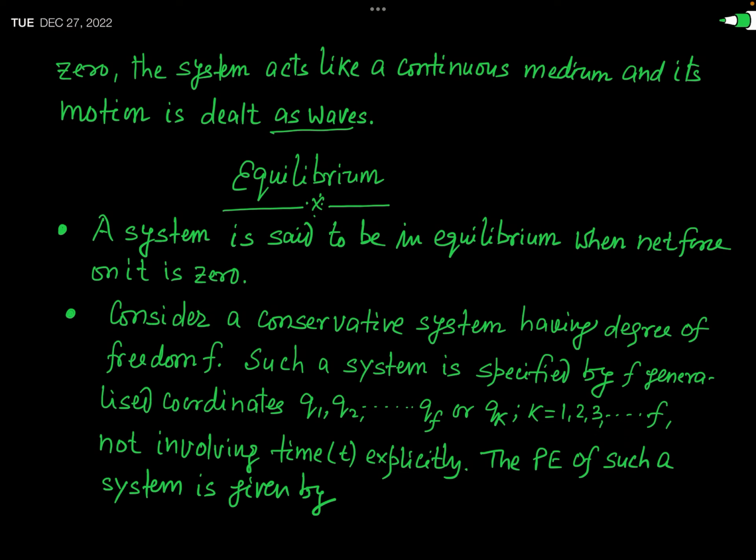This subscript which I have mentioned here outside of the bracket, what does that represent? That represents that we are talking about the value of this minus del V by del Qk at the equilibrium position. And at the equilibrium position, this will be equal to 0. Now, since in the RHS there is 0, you can omit this minus sign and simply say that del V by del Qk at the equilibrium position is equal to 0. So this is the condition for equilibrium in terms of potential energy function.